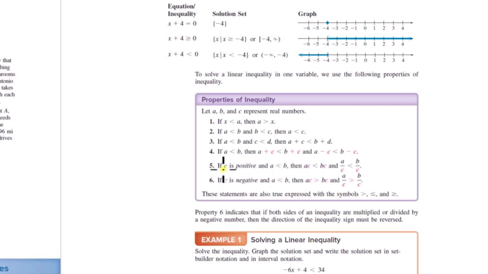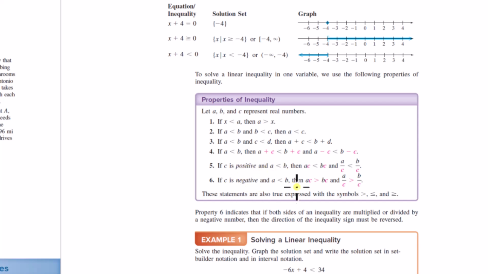All right, here's where it gets a little bit different than a normal equation. If C is positive and you have A is less than B, this is your starting inequality, then AC is less than BC. So multiplying both sides by that positive number doesn't change the inequality, or dividing both sides by that positive number doesn't change the inequality.